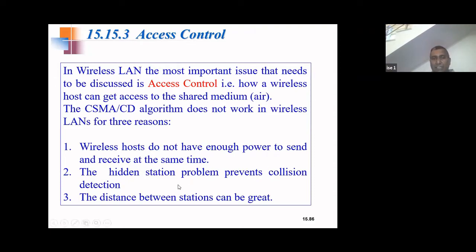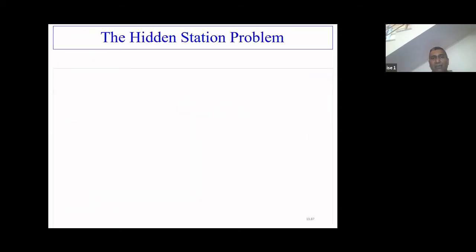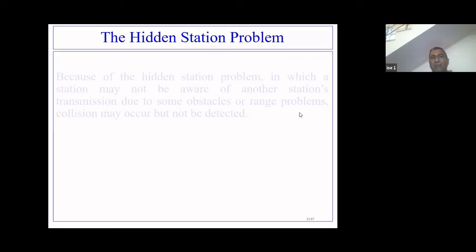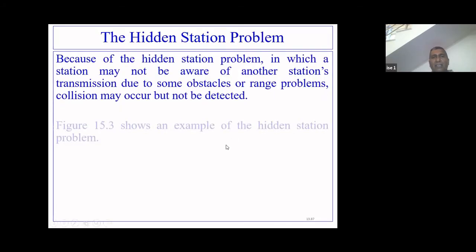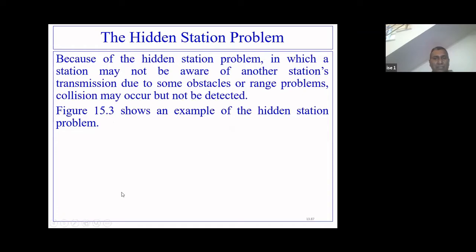Now, in examinations, generally this particular topic, explain the hidden station problem, is asked. So this we will discuss today. And the distance between the stations can be very large, and the signal gets faded and will not be received. So now we will see the hidden station problem. Basically, in this scenario, due to some obstacles in the range, the stations may not be able to detect each other.